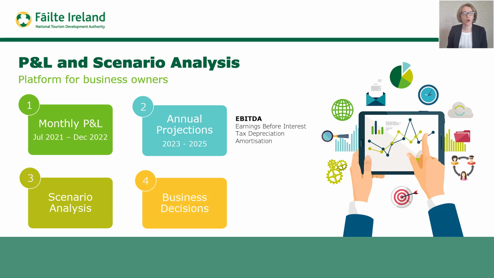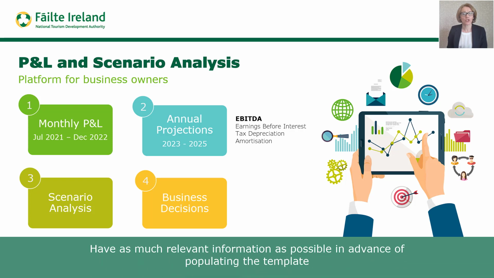For example, should you open or close during particular periods, or what are the minimum revenues required? In advance of completing this template, try to have as much relevant financial information regarding the business as possible. This will include your various costs and/or the 2020 and 2019 monthly P&L, and the opening cash balance of the business as of the starting date, July 2021. The template will allow you then to project revenues and costs for the next number of years.